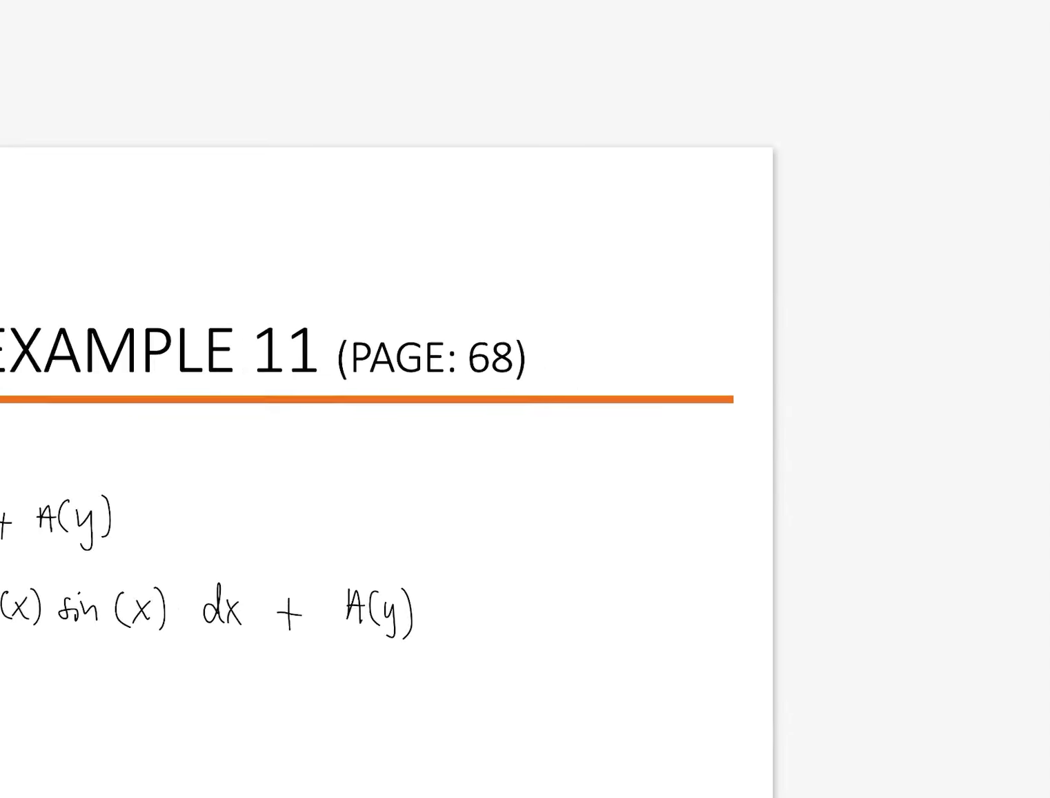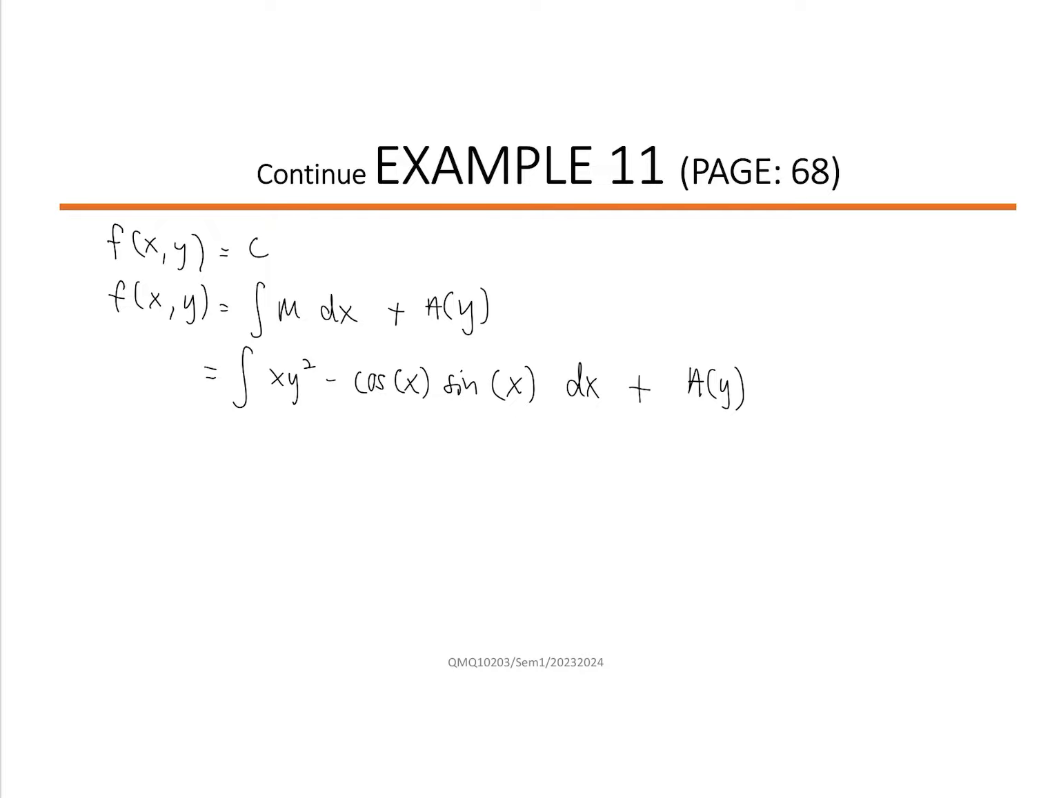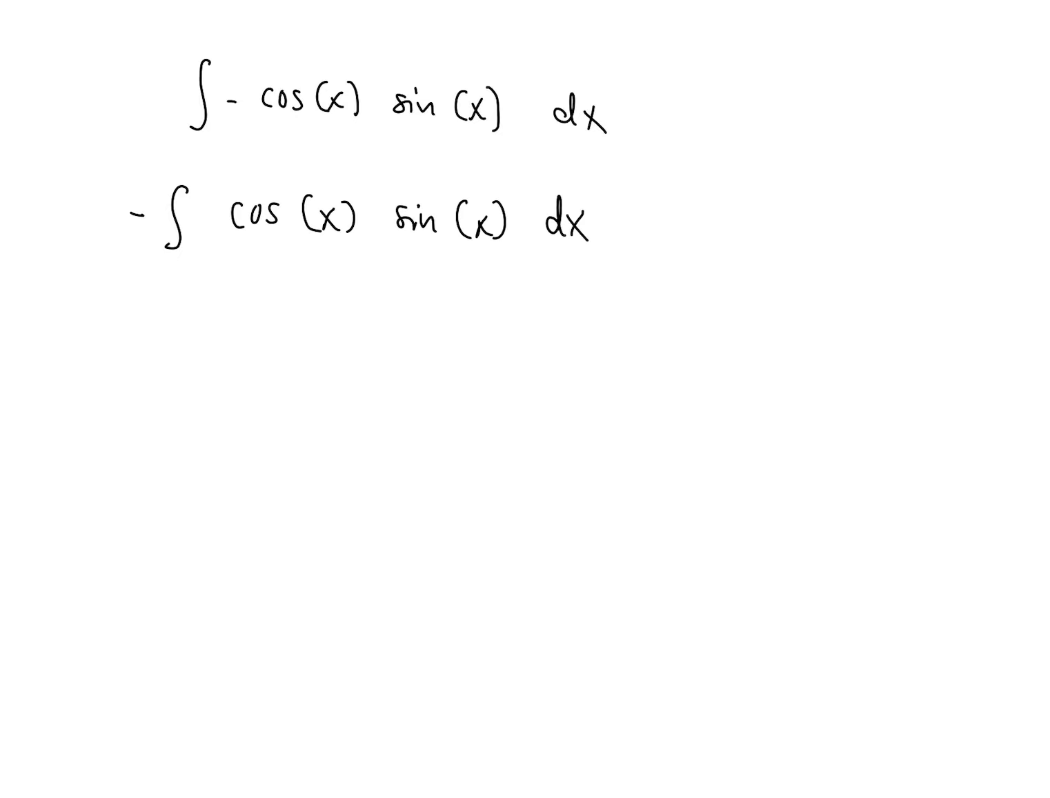So how are we going to find the integration of negative cos x sin x? Integration of negative cos x sin x dx. First, let's move the negative to the side before the integration sign. So we have negative integration of cos x sin x dx.